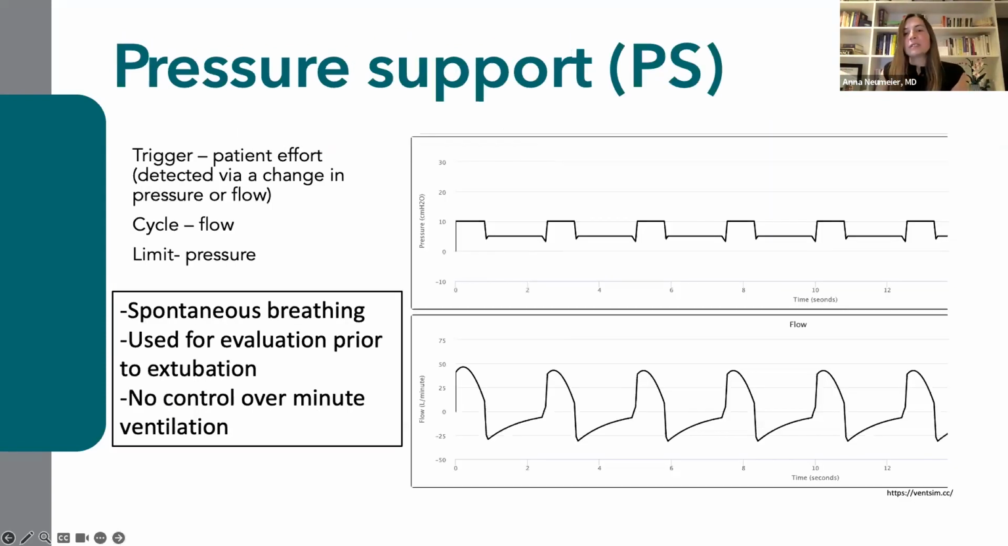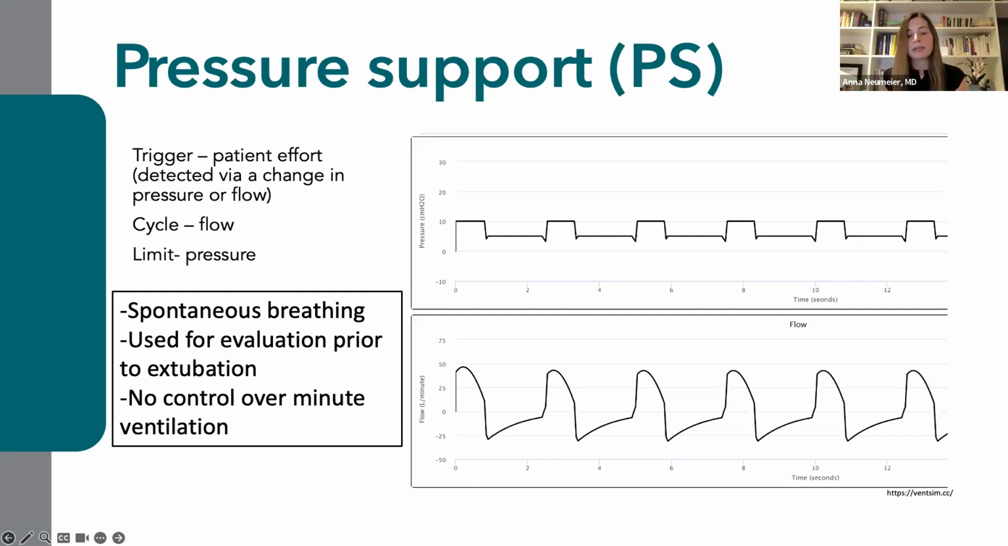The final mode that we should discuss is pressure support. This is a spontaneous breathing mode that's used when patients are approaching extubation, where they will generate their own respiratory force and receive a little bit of support from the ventilator to assist with the work of breathing. In this mode, the trigger is the patient's effort, detected by a change in pressure or change in flow. Then a pre-specified pressure is delivered, and once that is achieved, the flow will stop. This mode is a spontaneous breathing mode. There's no control over minute ventilation beyond that of the patient's control.